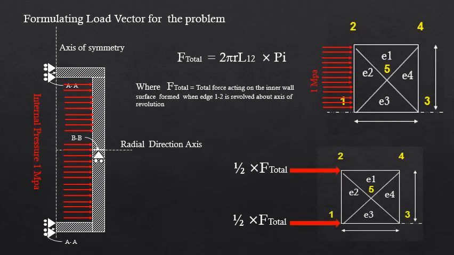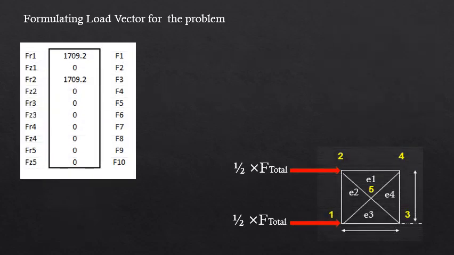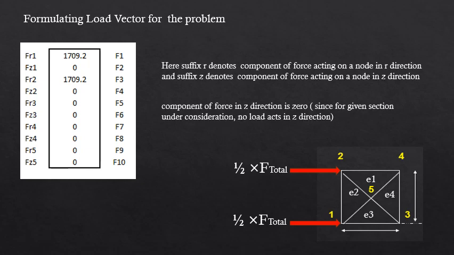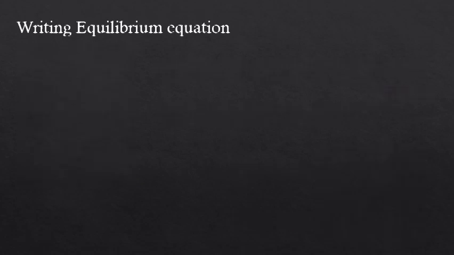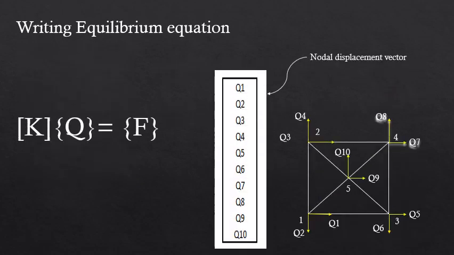As you can see that, internal pressure is a traction load. Therefore, the consistent loads acting at endpoint of edge 1, 2, can be easily obtained as shown here. Therefore, the global load vector can be formulated as shown here. Now our equilibrium equation is ready.